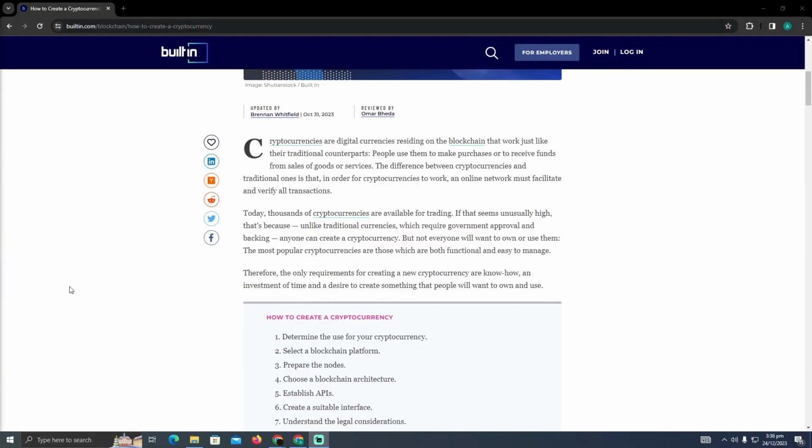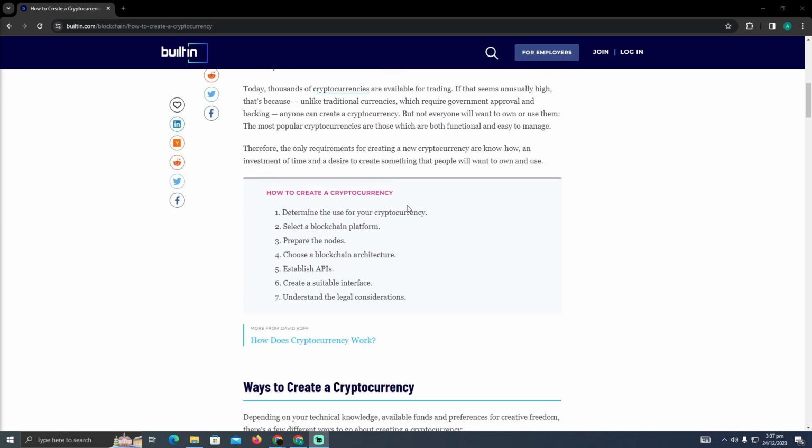Can you create a digital currency like Bitcoin? Today we are going to talk about if you can create a cryptocurrency like Bitcoin. So as you guys know, cryptocurrencies are digital currencies that are based on the blockchain and work like their traditional counterparts. Now, can you create it or not?